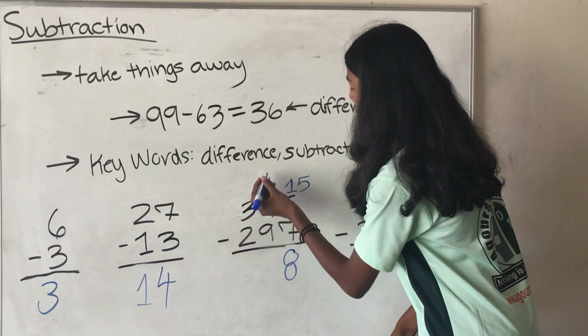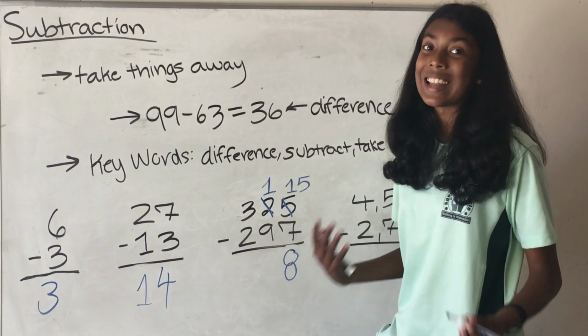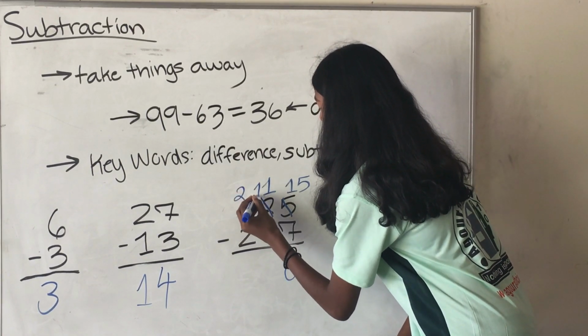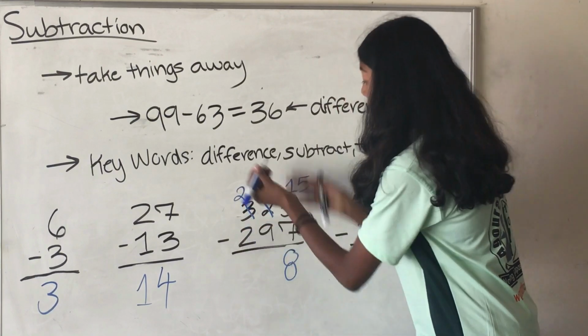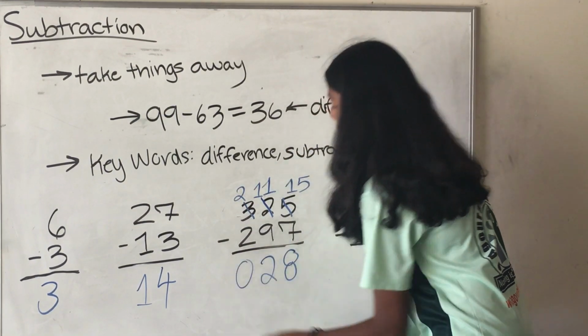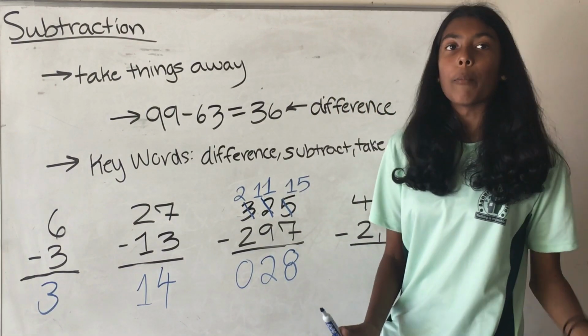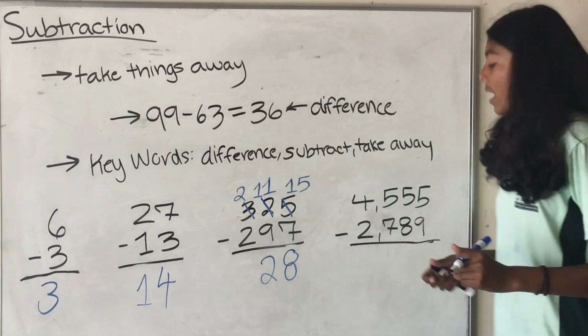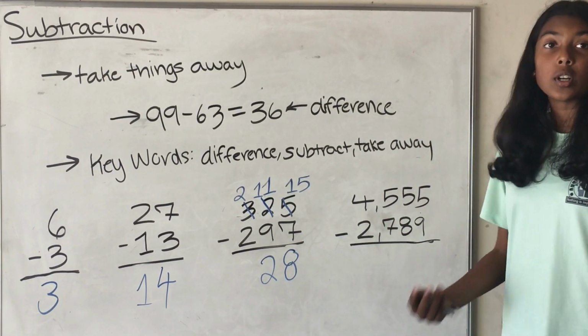And now let's go to 1 minus 9. 1 is less than 9. So we're going to cross out the 3, make it a 2, and put a 1 in front of the 1 to make it 11. 11 minus 9 is 2, and then 2 minus 2 is 0. But we really don't need to write the 0. And now for the trickiest one, 4 digit.